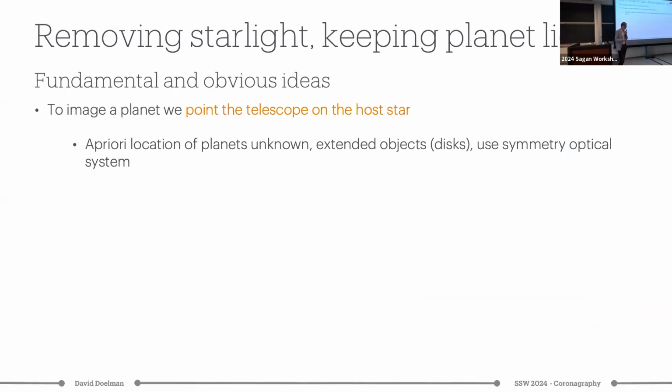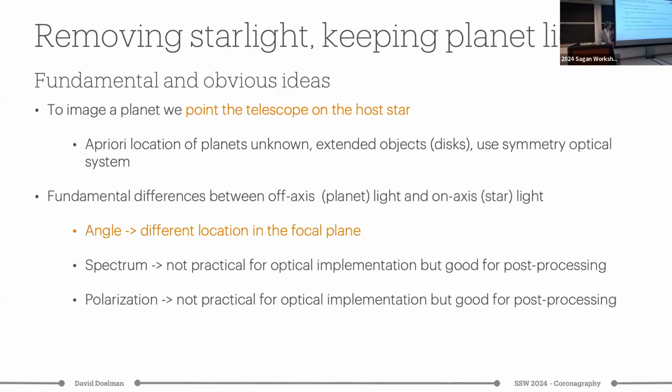And for that, there are a few fundamental things that we're thinking about. Maybe it's not so obvious, but to us working in the field, it's obvious. If you want to look at a planet, you point your telescope at a star. I don't think it's obvious, but just so you all know. This is also because we, of course, don't know where the planets are in their orbit. We also have extended objects like disks that we want to study. And we can use the optical symmetry of our telescope system and instruments to get rid of the starlight. So: point your telescope at a star.